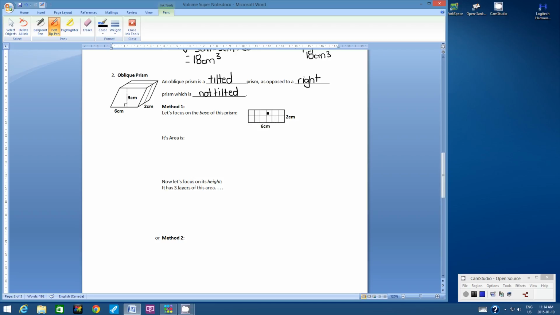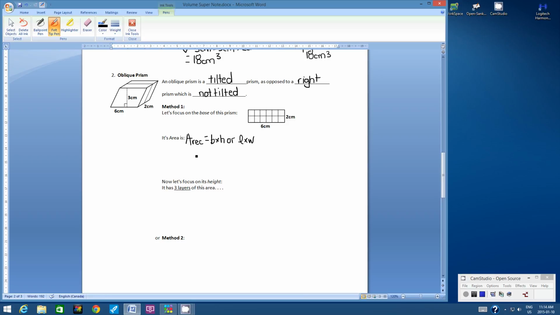Okay? So now that you know what the base looks like, let's calculate its area. Remember, for method 1, we always need to know the area of the base. So this shape, in this case, is a rectangle. So let's start with our calculations for area of a rectangle. Now this is pretty simple, so hopefully you can stay way ahead of me. So the formula for area of a rectangle is base times height, or the formula we used last year in grade 6 is length times width.